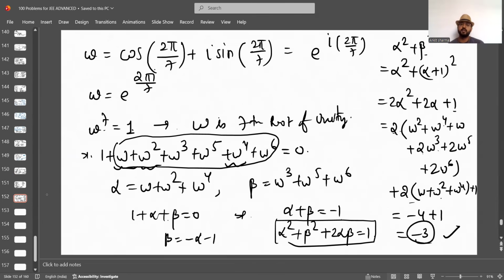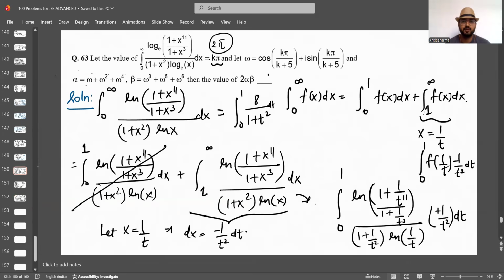So alpha square plus beta square is basically minus 3. Now one should not be under the impression that this is a non-negative quantity. Alpha and beta are complex numbers, so they can be negative. So that means alpha square plus beta square is minus 3. So I get 2 alpha beta is equal to 1 minus 3, which is minus 2. But minus 2 alpha beta turns out to be 4. So the answer will be 4 here.